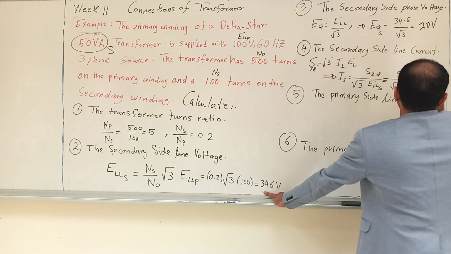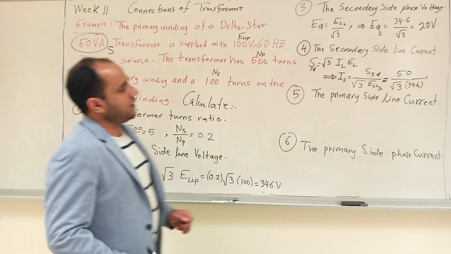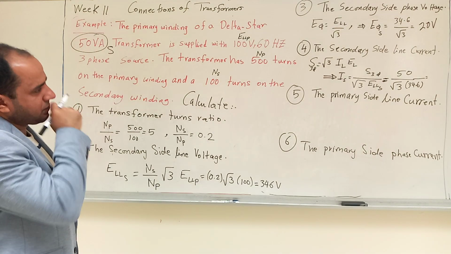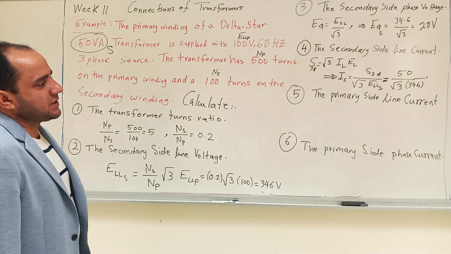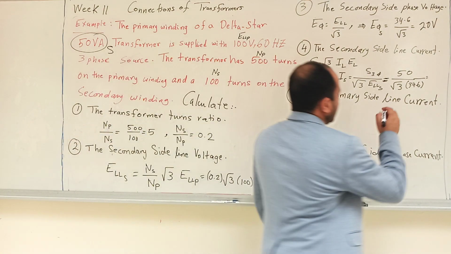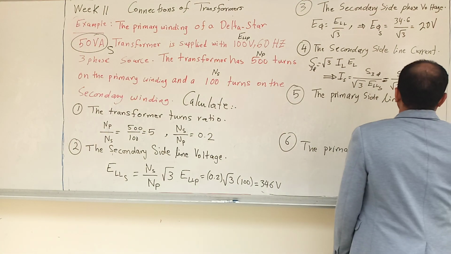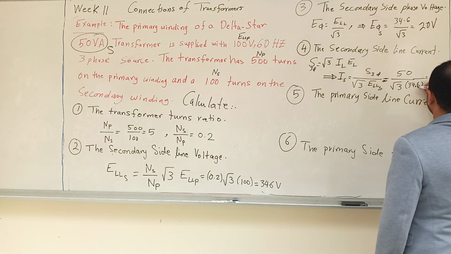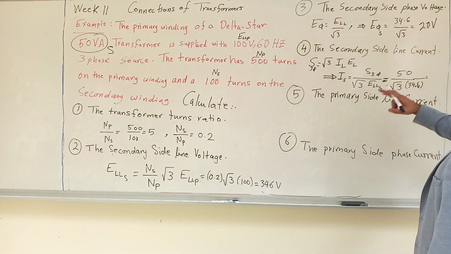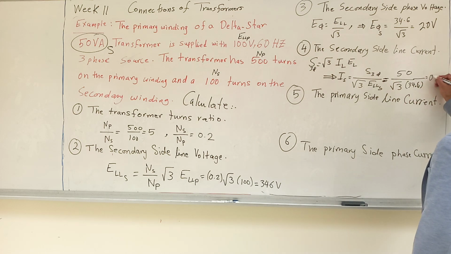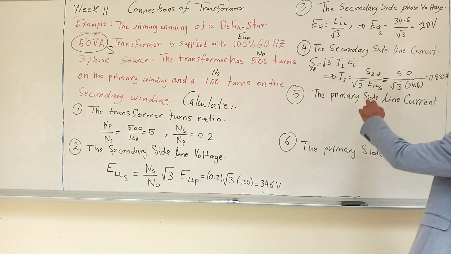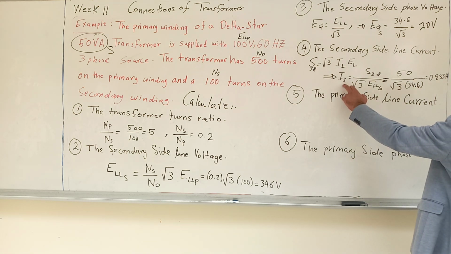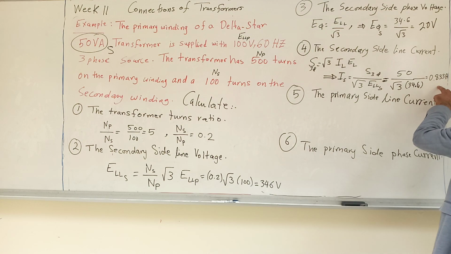That's 34.6 volt. And this is 50 over root of 3 over 34.6. This should be less than 1, maybe 0.9, 0.8, and there is like 0.33 times. So this is almost 0.833 kilovolt-ampere. So that's the secondary line current.